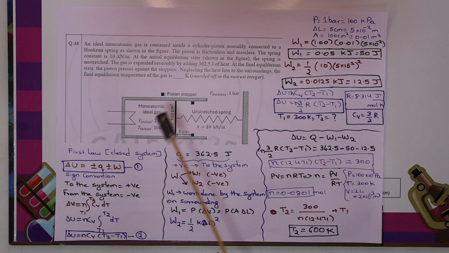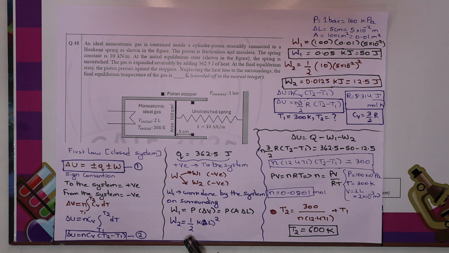This is how you can find out, because this particular example is frequently given in GATE. For Hookean springs, the work from the Hookean spring can be calculated using half into K into x square. X is the distance between the before expansion and after expansion. So I hope you understand how to apply the first law for a closed system for this kind of situation. Let us move to the next question.